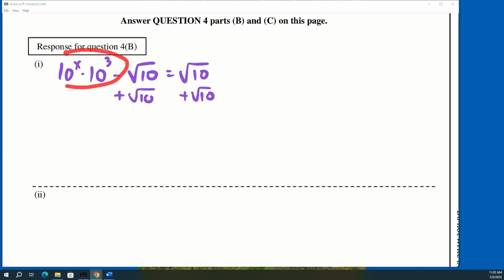And then what would you do here with these exponents? You would add them. Is the 10 going to change? And when you add the square root of 10 and another square root of 10, do you know what you get? That's what you would get if you multiplied. You'd get 2 square roots of 10.